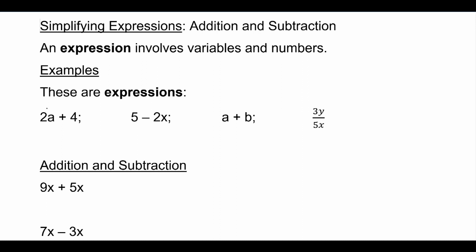2a, so 2 times a, remember. 2 times a plus 4, which just means 2 lots of a plus 4. 5 minus 2x, which means 5 take away 2 lots of x. a plus b, and then 3y over 5x just means 3 times y divided by 5 times x.